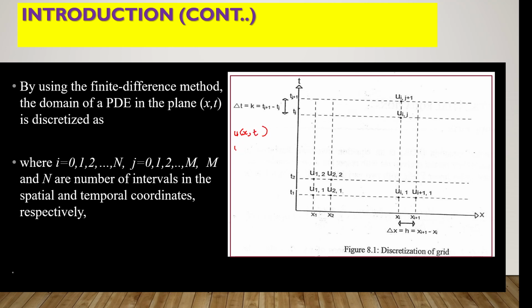So x is going to be discretized using the i variable, so it's xi. t is discretized using the j variable, so u(xi,tj) can be simplified as u subscript i,j, that is uij.